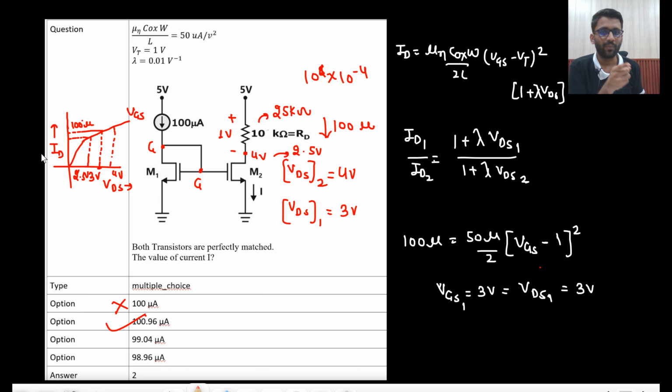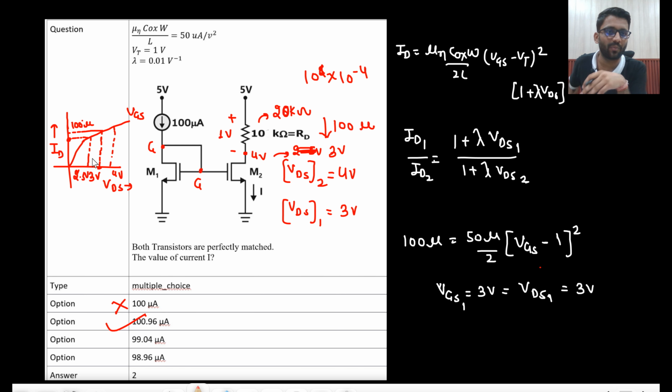So your current would be lesser than 100 microampere. So in that case, your answer would be lesser than 100 microampere. And if your RD is 20 kilo ohm, and you are assuming that the current is perfectly mirrored, then what will be the voltage drop here? 2 volt, and then what will be the voltage here? 3 volt. So at this time you are actually here only. So your assumption that your current is perfectly mirrored, that is correct.